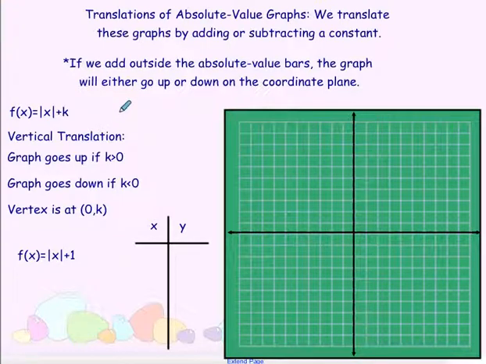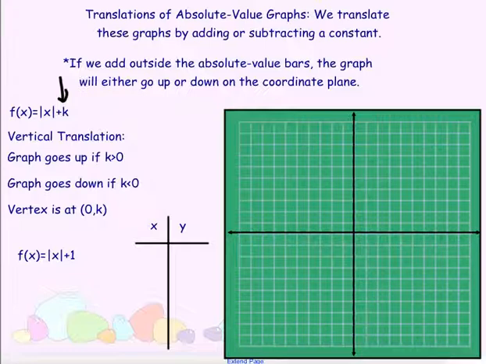So let's see what happens if we were to change our function just a little bit. So if we add outside the absolute value bars, the graph will either go up or down on the coordinate plane. So adding this k here on the outside is a vertical translation. And we can say if k is greater than 0, so a positive number, the graph goes up, okay, just like we would imagine. And the graph goes down when k is less than 0. And we can always say that the vertex is at that 0, k.